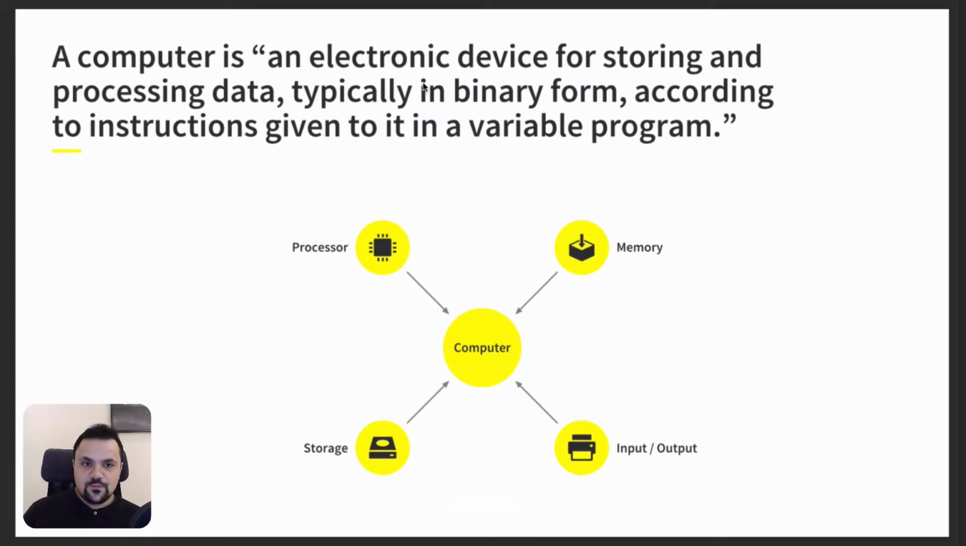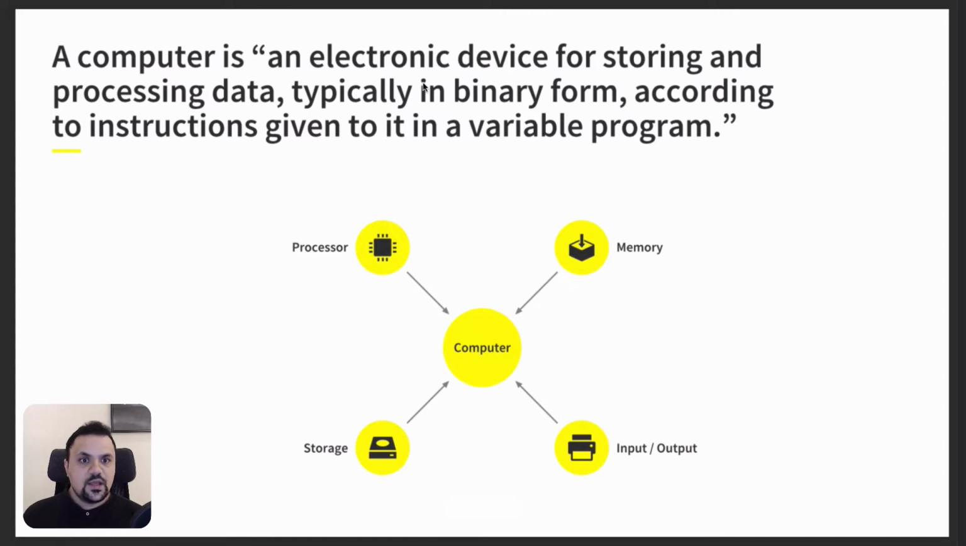And then let's continue: according to instructions given to it in a variable program. Well, that's a very interesting part of this definition. According to instructions given. That means a machine cannot do anything unless you tell it what to do, right? The person who tells a machine what to do, we call him a programmer, right? These instructions are normally given in a programming language that we will define later.